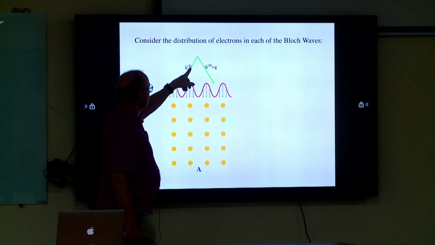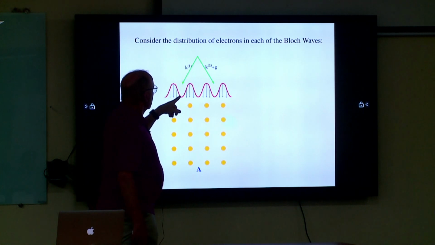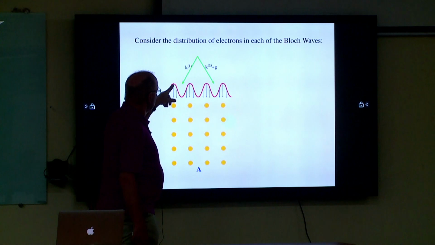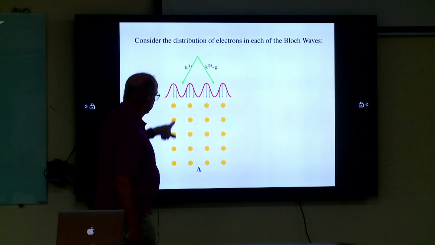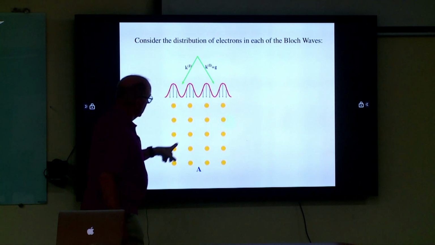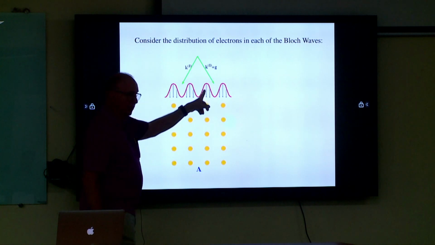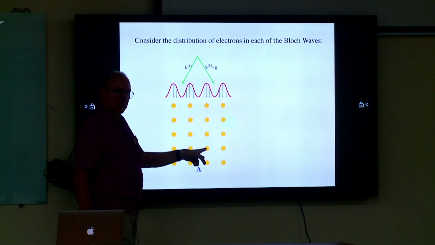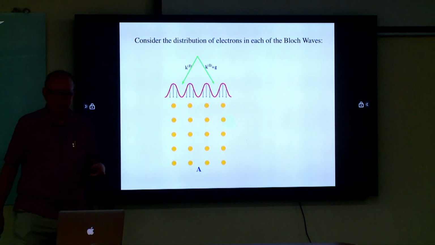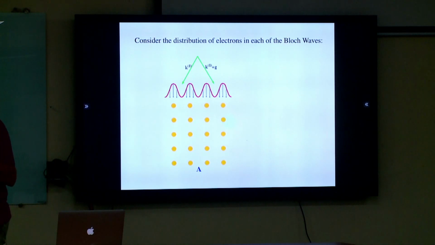K1 here, which is the first Bloch wave, spends its time mainly like this. Its maximum intensity is on these atomic columns here. So what does that mean? That means our Bloch wave 1 is spending a lot of time in the vicinity of the atomic scattering centers. So it's going to be scattered.